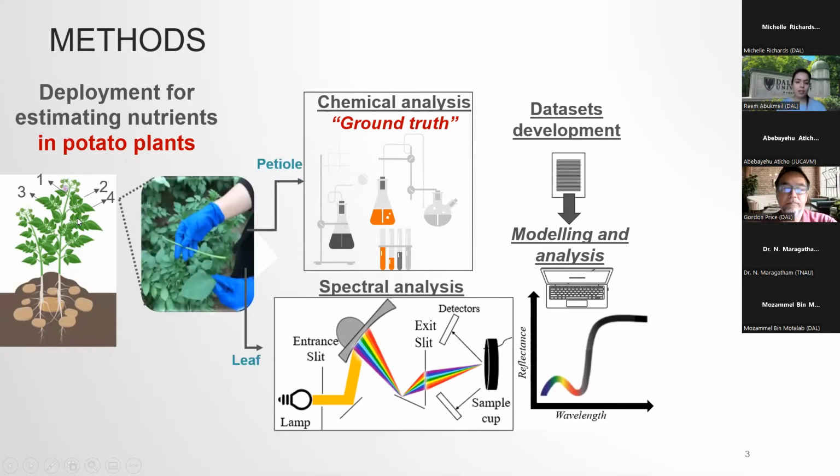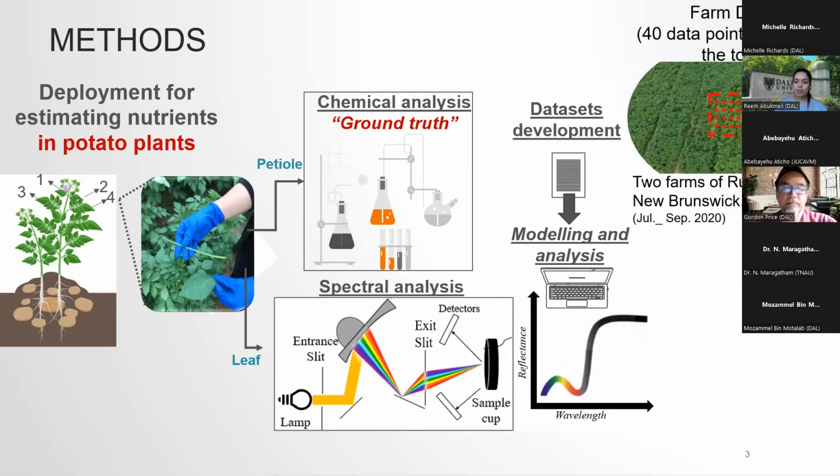So our research is to take this petiole, this one, as you can see, this piece, and send it for lab chemical testing. And we also take the leaf for spectral analysis. This part is not done by farmers nowadays. They only follow this traditional approach.